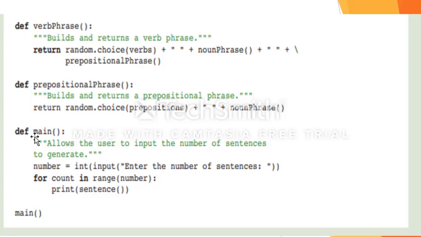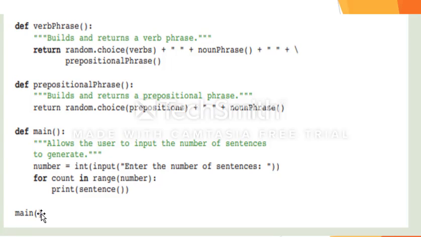Now finally we need to write a main function, definition main. What should we write in main? First of all, the program has to ask the user to enter the number of sentences, so input of enter the number of sentences. Suppose I have given 3 here. How many times do the sentences have to be printed? 3 sentences have to be printed. So we write a for loop: for count in range of number. Whatever number I give will be replaced here. So if 3 is there, the loop repeats 3 times and 3 sentences are generated. So print sentence. Then call the main function.